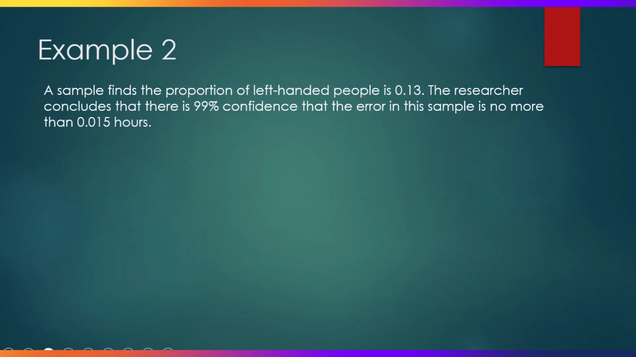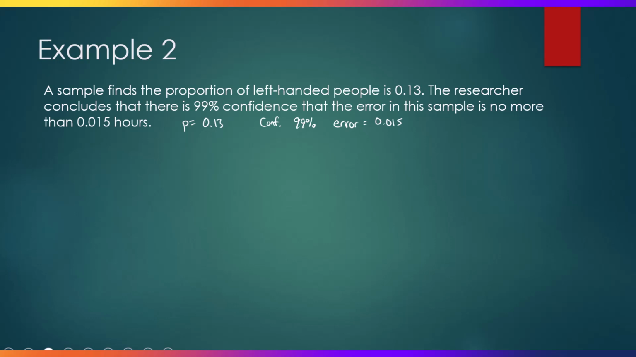Another example, a sample finds a proportion of left-handed people is 0.13. The researcher concludes that there is 99% confidence that the error in the sample is no more than 0.015 hours. So now we're dealing with a proportion. I'm going to call that P, 0.13. Our confidence, 99%. And our error here, 0.015. I'm not sure how the hours crept in here.